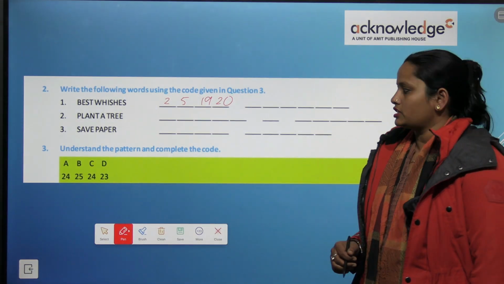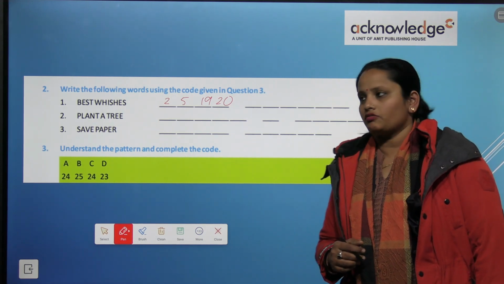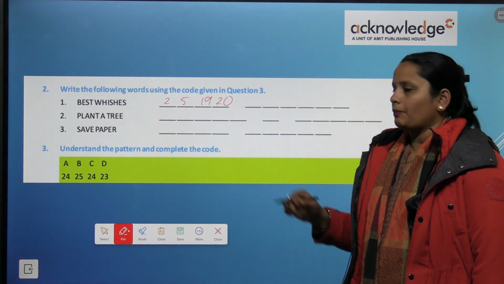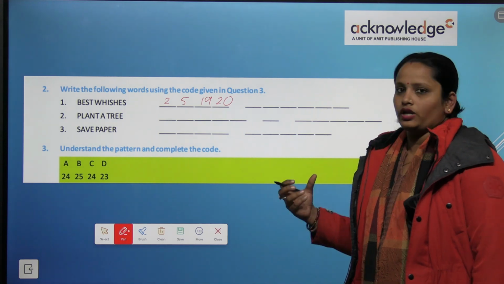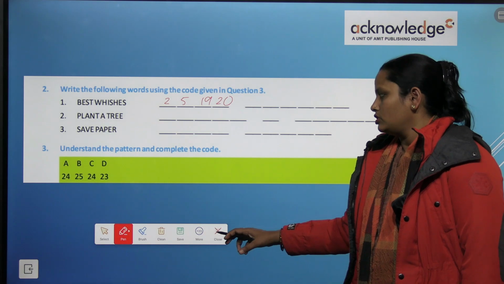Now here, let's come to the third question. You have to understand the pattern and complete the code. So this you have to do on your own, children. क्या pattern बन रहा है और क्या code है? According to that, you have to complete this code.